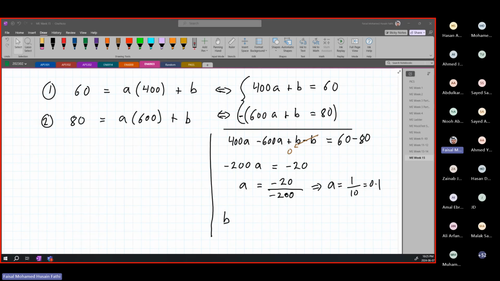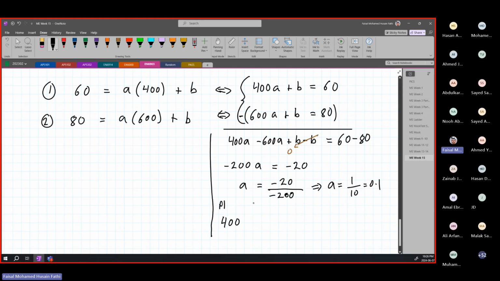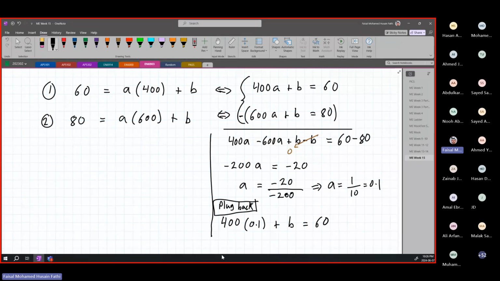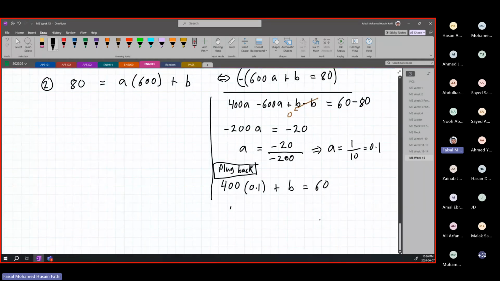And then, so the way you're gonna do this is, let's say we take the first equation, 400. So we plug back. This is what we are doing right now. We're plugging back. So 400 times A اللي هو 0.1 plus B is equal to 60. And then you solve this equation for B. So B is going to be equal to 60 minus 400 times 0.1, which is just 40.